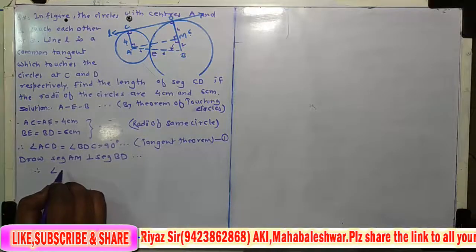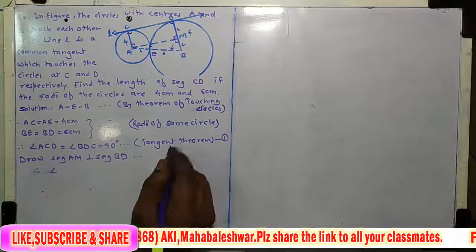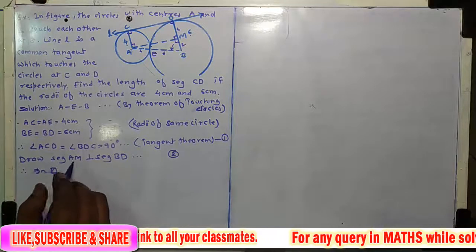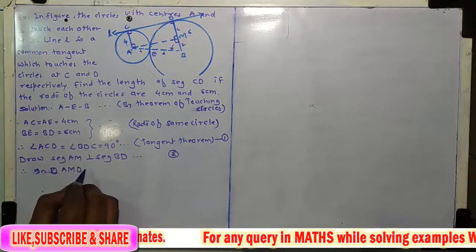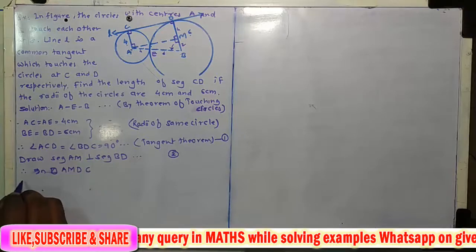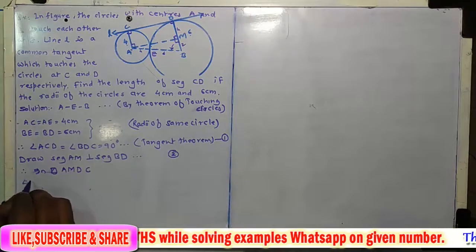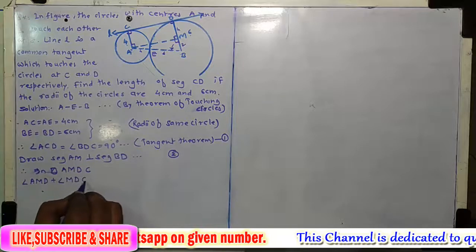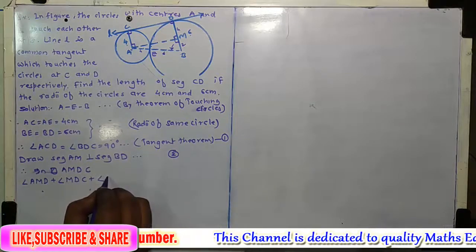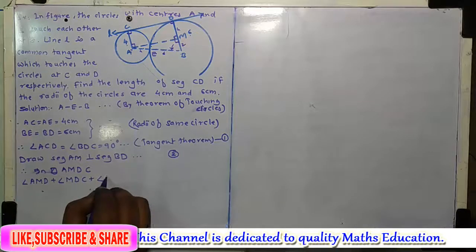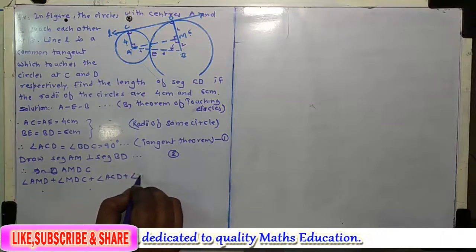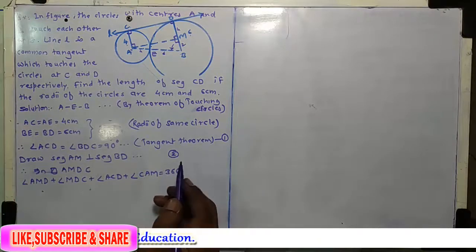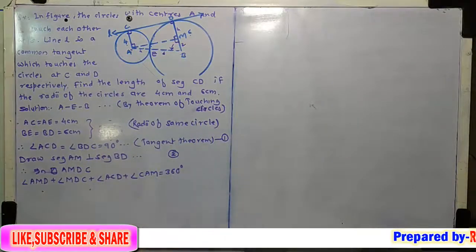Therefore, angle AMD, this is equation number 2, and therefore in quadrilateral AMDC, in this quadrilateral angle AMD plus angle MDC plus angle DCA or ACD plus angle CAM is equal to 360 degree, because the sum of all the angles of the quadrilateral is 360 degree by the property of quadrilateral.